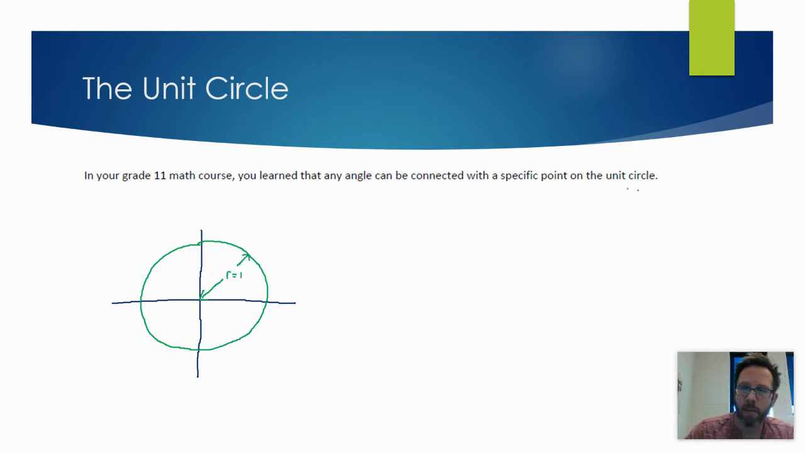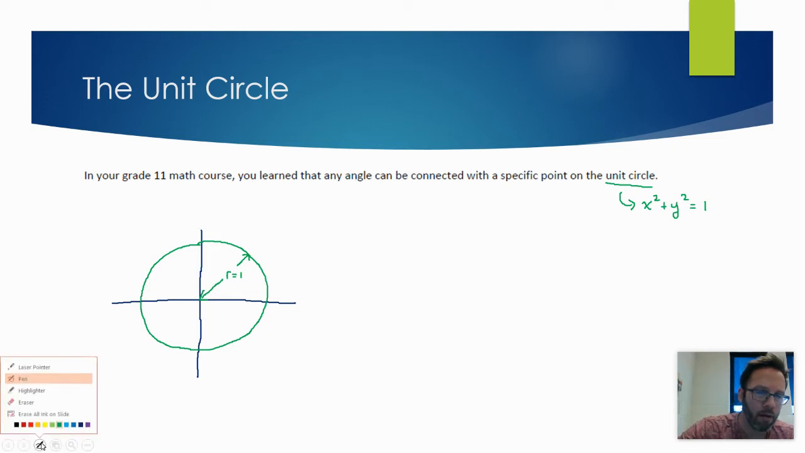In your grade 10 course, you learned about equations of circles. This is the circle with the equation x squared plus y squared equals 1. I might move where I have that radius, because I want to label something else there. All right, radius is equal to 1.